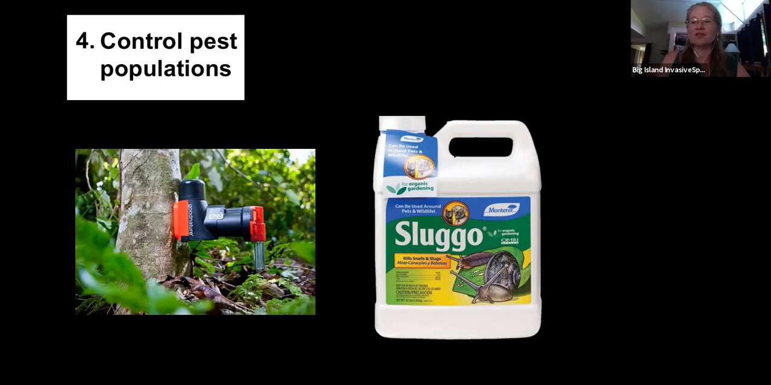But we really focus on controlling the slugs and snails because that is the direct vector for disease, and they're just a little easier to control in a small area than rats. Rats can range really far. Again, they're really clever.